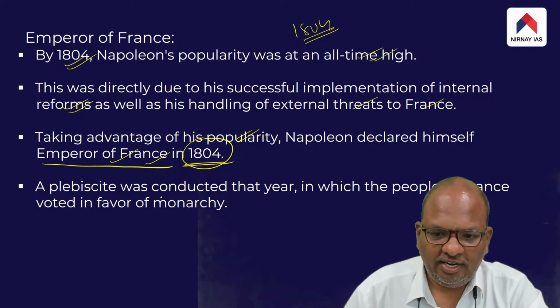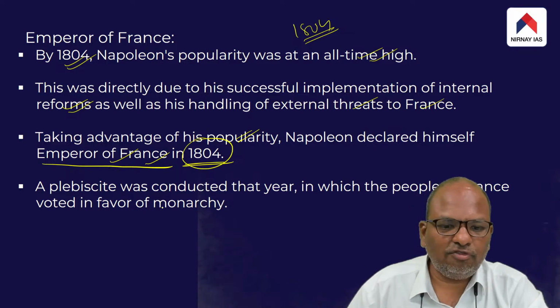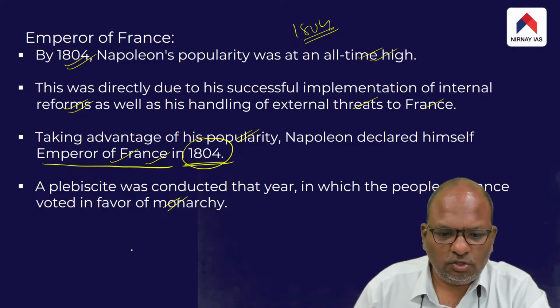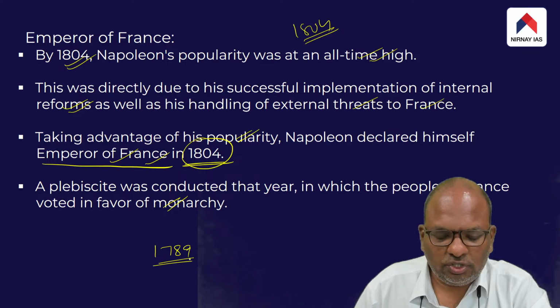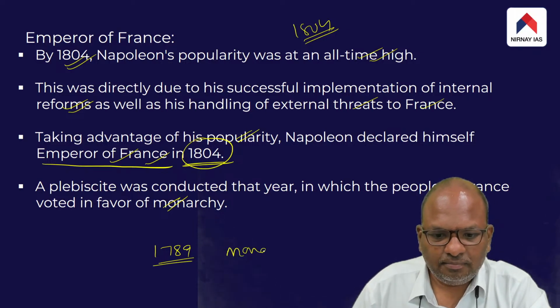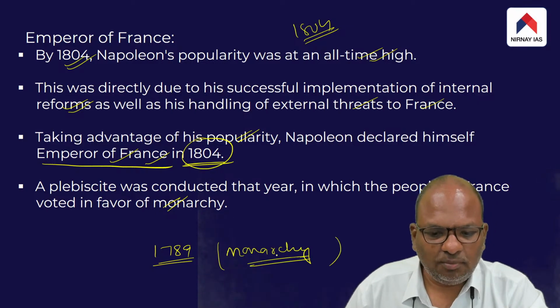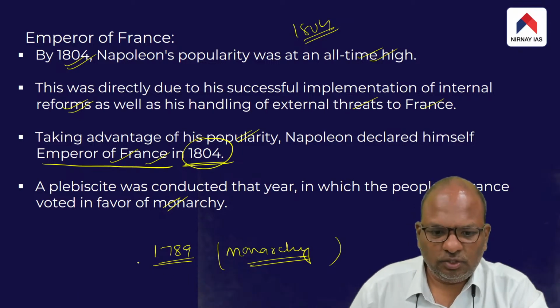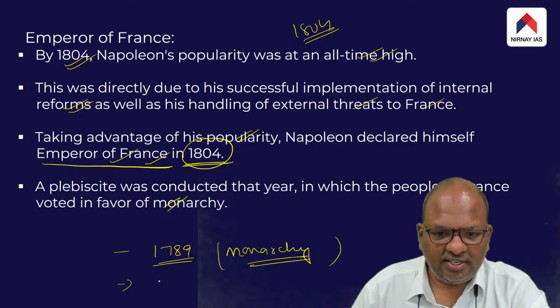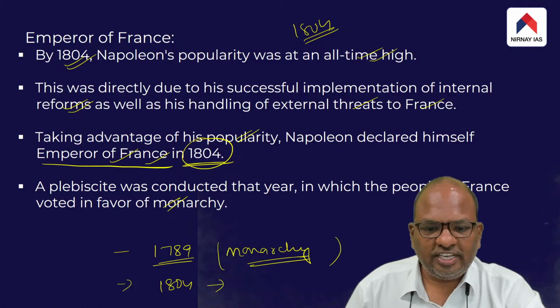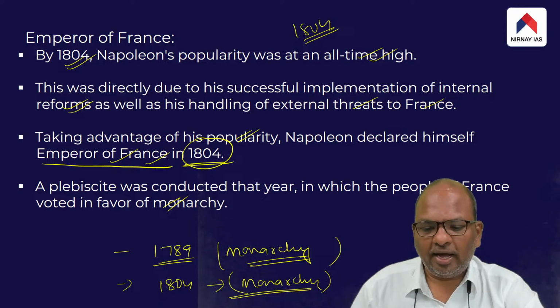Thereafter, a plebiscite was conducted in which people voted in favor of monarchy in France. So the whole point is, in 1789, the revolution broke out in France against monarchy. People were fed up with the monarchy, and therefore they revolted against it and made France a republic. This is what happened. But just within 15 years, that is by 1804 AD, people got fed up with numerous experiments in France, and once again they tilted back towards monarchy.